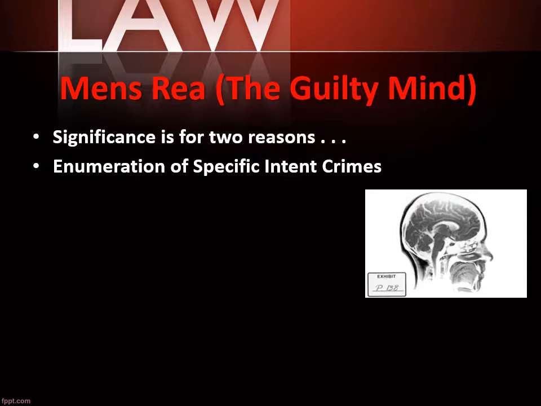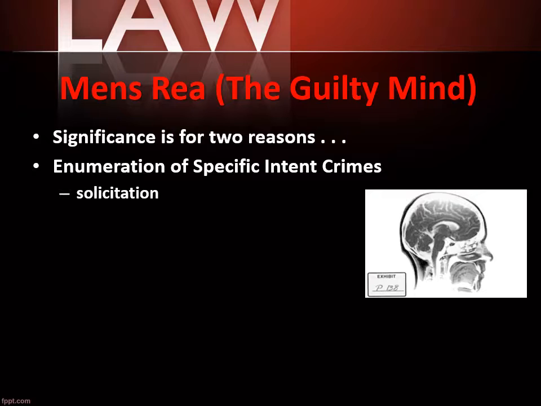Okay? So let's look at some of, or enumerate some of, the specific intent crimes. The first is solicitation. No, this has nothing to do with prostitution. That's a different kind of solicitation. Solicitation is the intent to have the person who was solicited commit the crime.